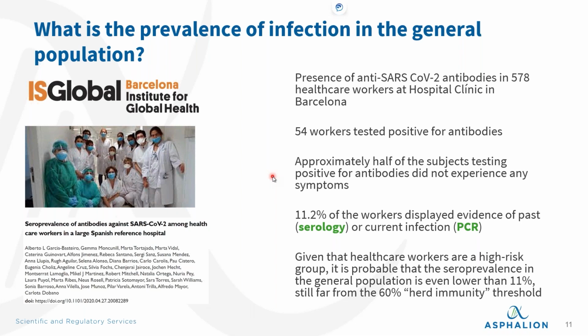So this is another problem with checking the spread of the disease: there are many asymptomatic carriers of the disease, which makes it very hard to isolate the cases. In total, 11% of the workers displayed evidence of past infection by the presence of antibodies, or current infection by detection of genomic material of the virus by PCR. Now, given healthcare workers are a high-risk group, it's probable that the prevalence of SARS-CoV-2 antibodies in the general population is even lower than 11%, and very far from the 60% herd immunity threshold.